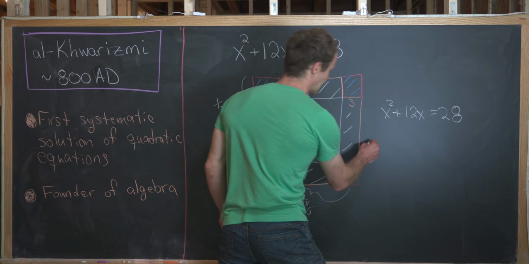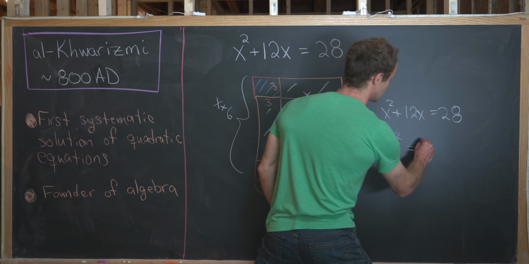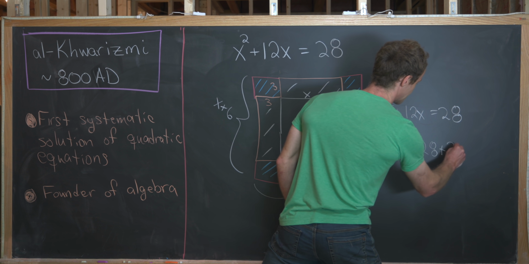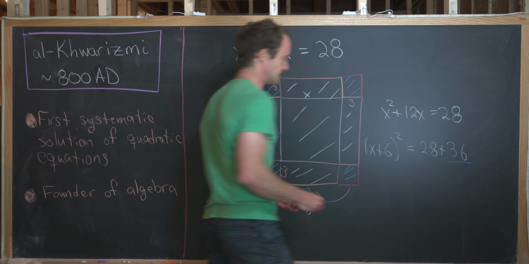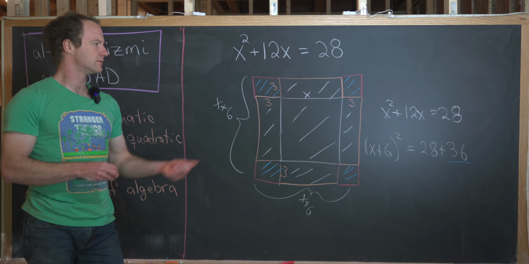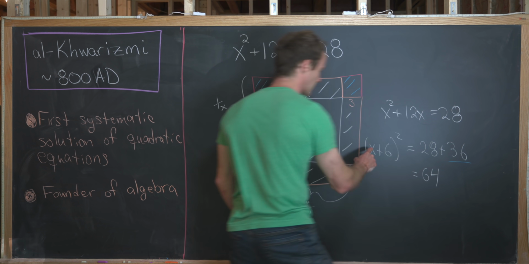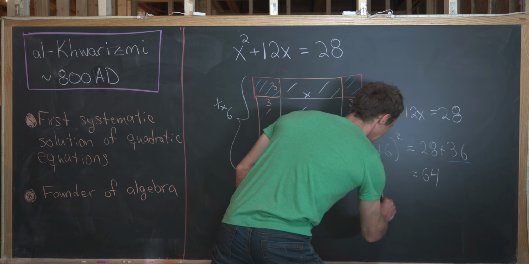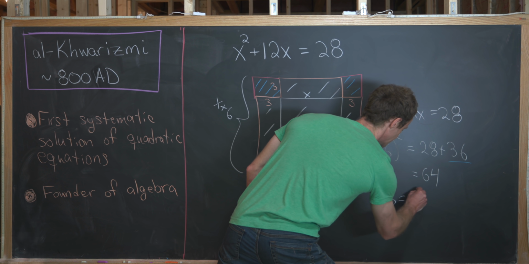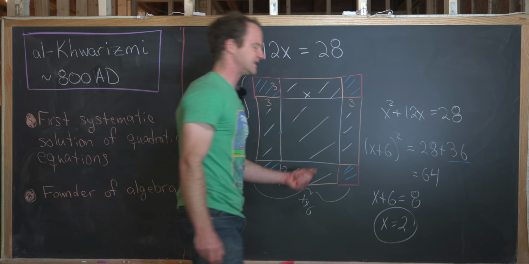So that tells us that we have this new equation, x plus 6 squared equals 28 plus 36, where this 36 is the new area that we've added on. But now we can see that 28 plus 36 is equal to 64. So we have x plus 6 squared is equal to 64. So that means x plus 6 is equal to 8, which means x is equal to 2, where we disregard the negative root.